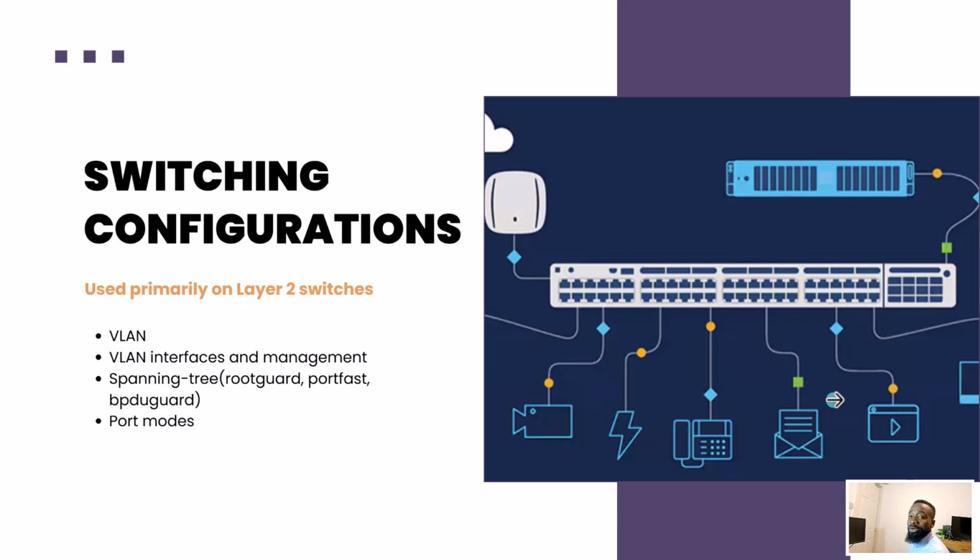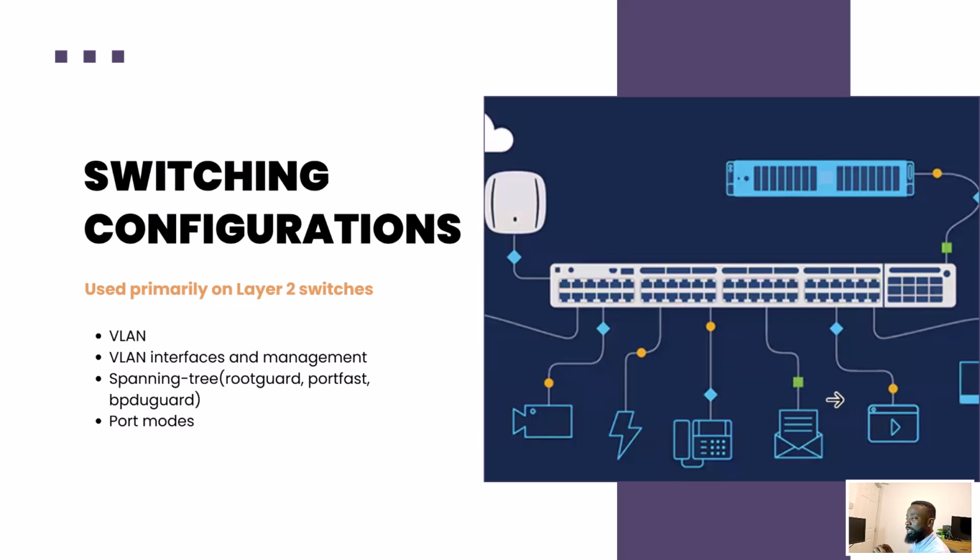So in switching configuration, there are a few things that we should take note of in configuring switches, right? There are quite a few services that switches at layer 2 provide. For the sake of this video, we're going to be taking a look at these four main things: VLAN and VLAN interface management. We're going to be taking a look at spanning tree, and then we're going to be taking a look at port modes, right?